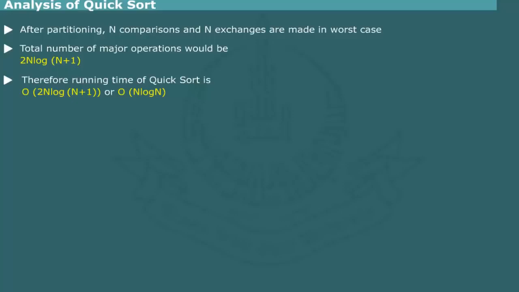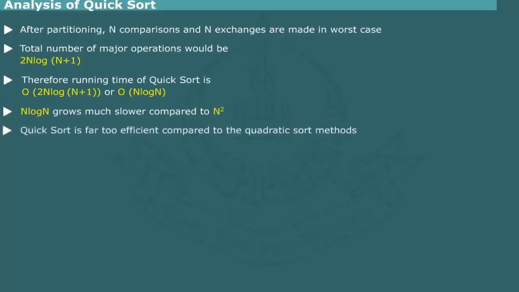The logarithmic function n log n grows much slower compared to the quadratic function n square. Thus, quicksort is far more efficient compared to the quadratic sort methods named bubble sort, selection sort, insertion sort, and shell sort.